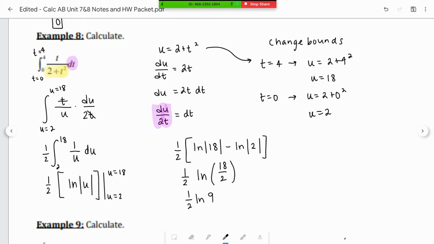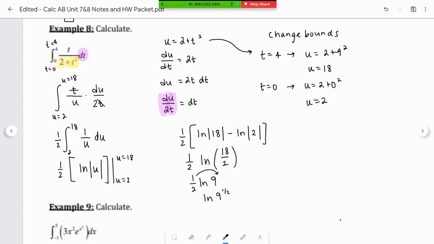And then remember also that with logs, you have this property that your exponent can be pulled up or down in front of your log. So here I could take this number from in front of my log and put it up as an exponent, so that this would be the natural log of 9 to the 1/2. And 9 to the 1/2 is like the square root of 9. So that could give me the natural log of 3. So that would be like your most simplified possible answer there.